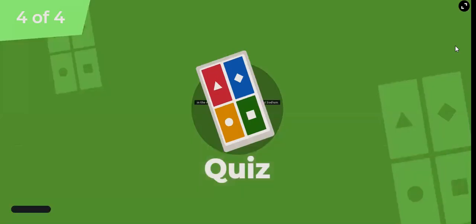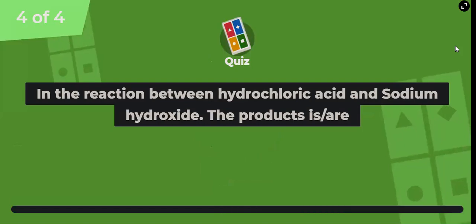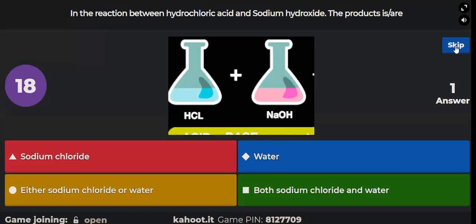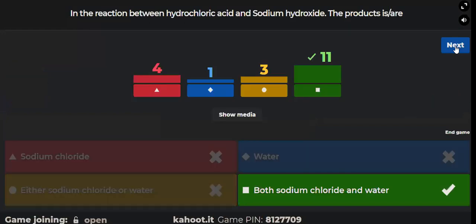Next, in the reaction between hydrochloric acid and sodium hydroxide, the product is or are? Tell me, what's the product? Fast, everyone, but don't be hasty. Your answer should be correct. Okay, I got 19 answers till now. It's both sodium chloride and water. It's both sodium chloride and water.